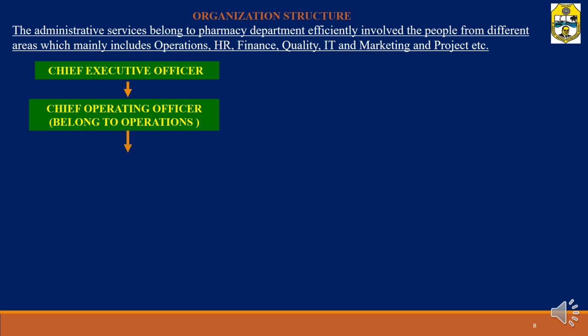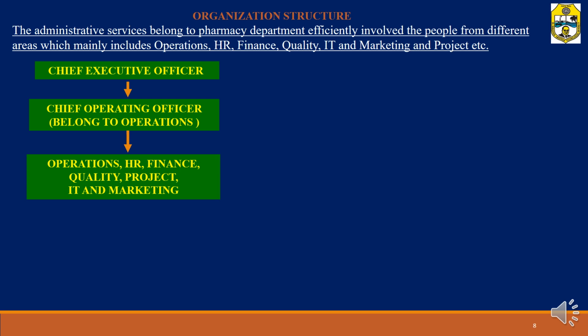Below the CEO, all the departmental heads, whether operations people, HR people, finance people, quality control people, project people, people from an IT background, or marketing people, have to report to the chief operating officer, and the chief operating officer reports to the chief executive officer.